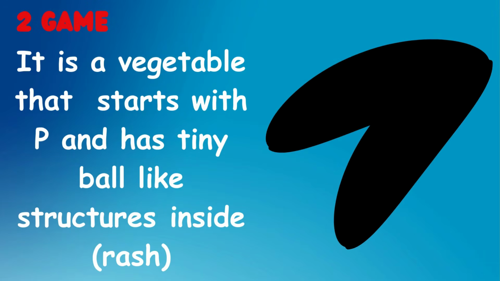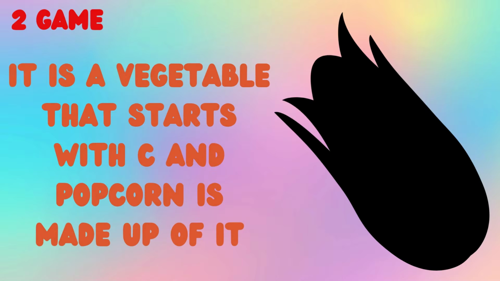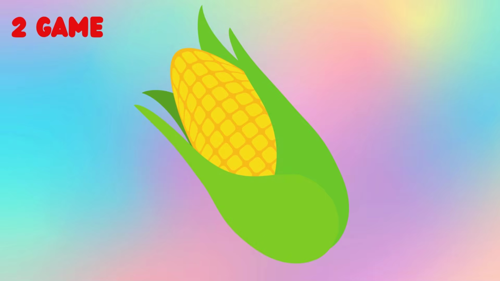Hint, it is a vegetable that starts with P and has tiny ball-like structures inside. Can you guess it? Yes, it was the peas that was hiding behind the black blanket. Hint, it is a vegetable that starts with C and popcorn is made up of it. Can you guess it? Yes, it was the corn that was hiding behind the black blanket.